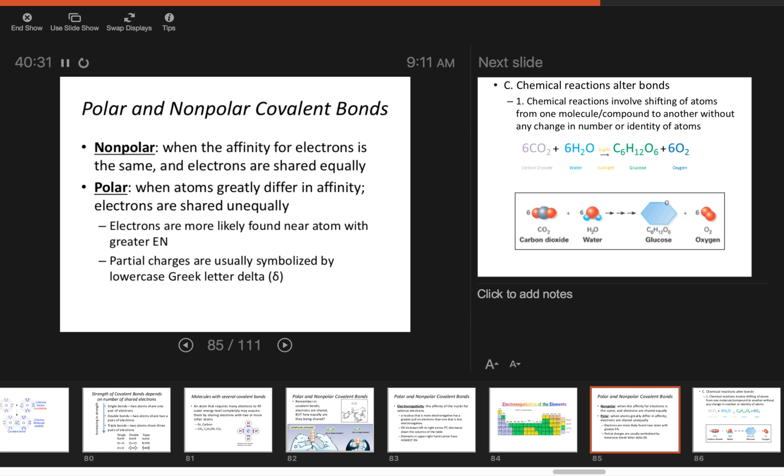All right, nonpolar. So the affinity for electrons is the same. So you look at the values, and if you subtract the values from each other, and if it's within a certain range, and I think it's 0 to 0.5, then it would be nonpolar.